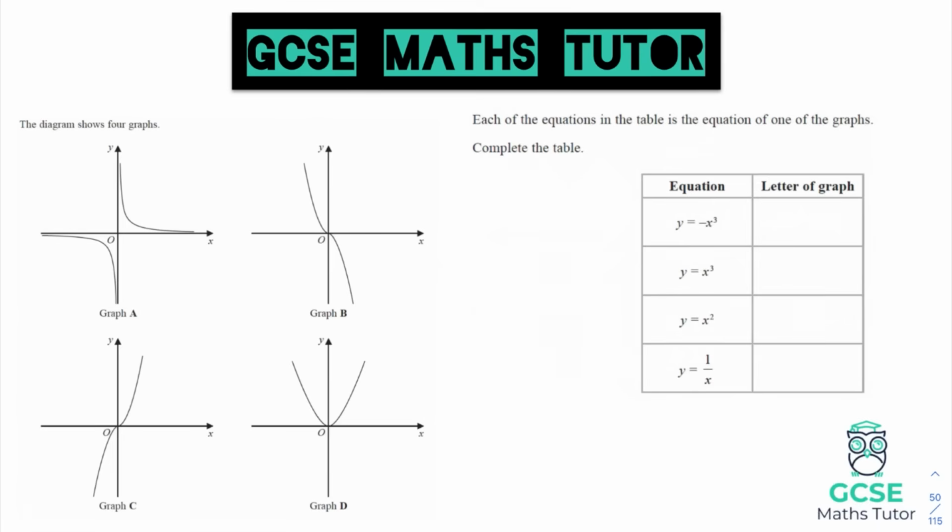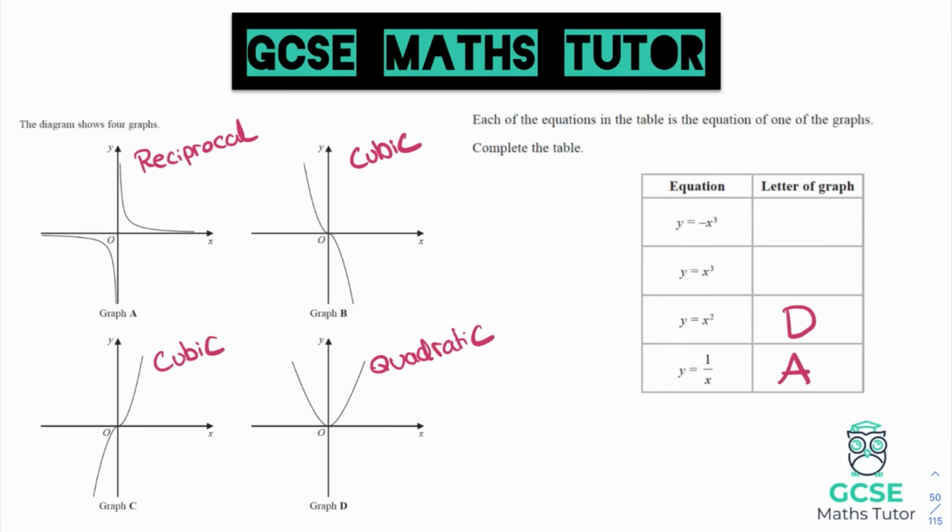You may have to identify graphs, so you need to know the reciprocals, cubics and quadratics very well. Here we have a reciprocal, two cubics and a quadratic, and that one in graph B is a negative cubic. So you need to know not just the positive versions of the graph, but also the negative versions. So just make sure you're really confident with what they look like and you know the shapes that they are going to create.